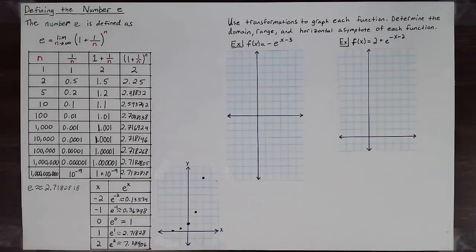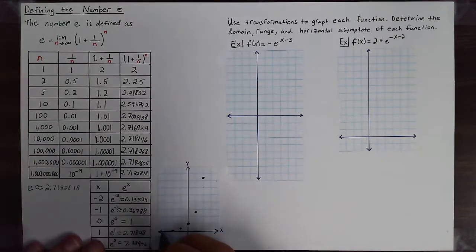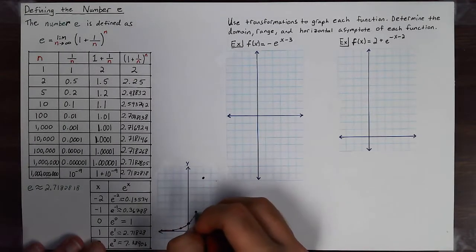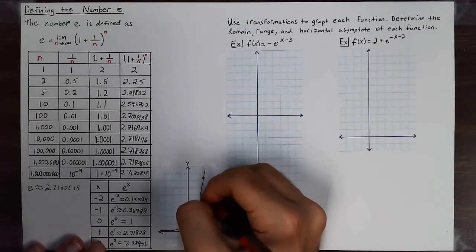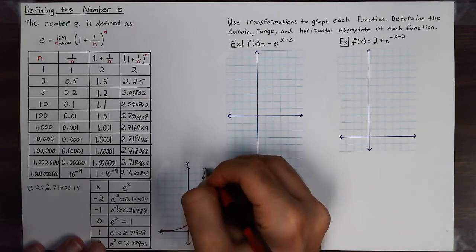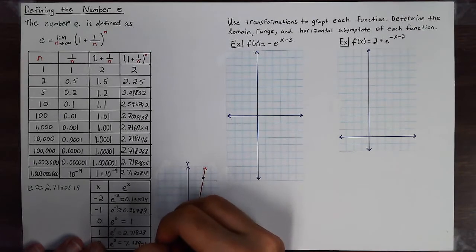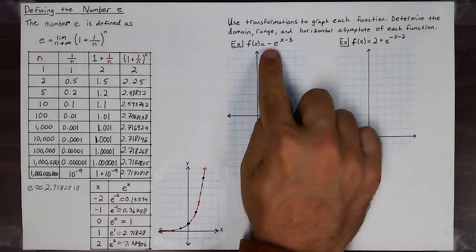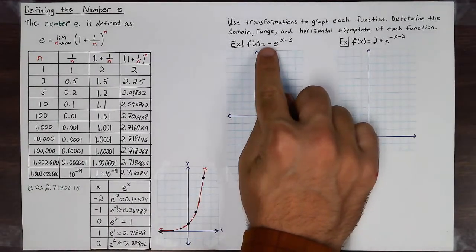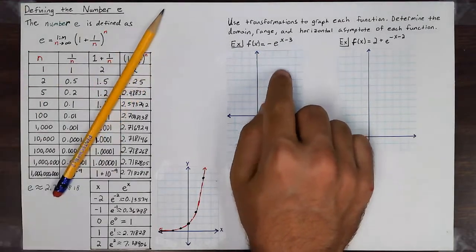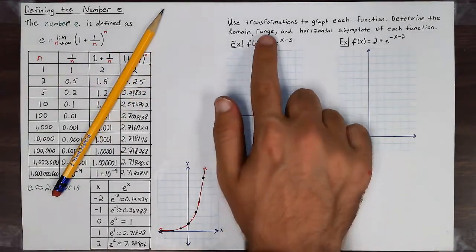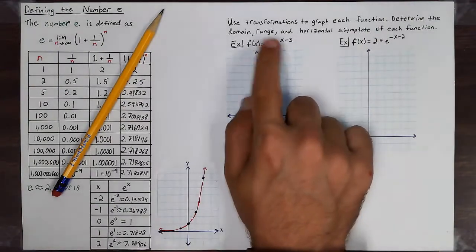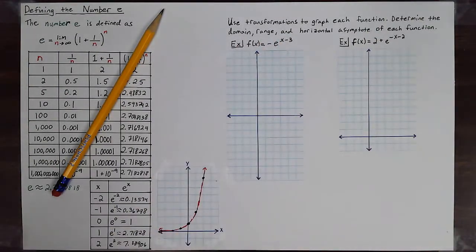This would be my e to the x graph, flattening out at the x-axis. Going exponentially, a very particular exponential graph. Now, if I wanted to plot other transformations of this graph, I would have to go through the changes using a pencil, so we can track everything that's changing about it. So here we're going to use transformations to graph this function. Then we'll locate its domain, range, and horizontal asymptote.